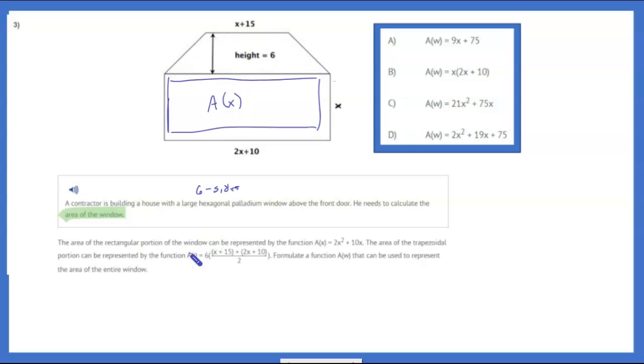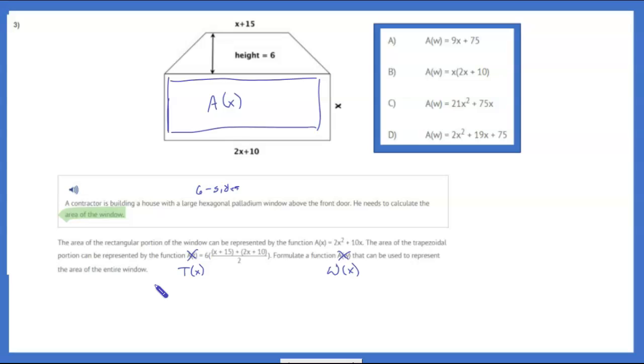These two are parallel. The area of the trapezoidal portion can be represented by the function blah, a big bunch of stuff. And also, this is not a of t, I don't think. We're using the variable x, so this is definitely in terms of x. I think they actually meant to do t of x. They just got a little bit confused here. So t of x equals this big massive thing. And we want to formulate a function a of w. Actually, nope, they got confused there again. We want this to be in terms of x. Window, like the area of the window in terms of x, that can be used to represent the area of the entire window.